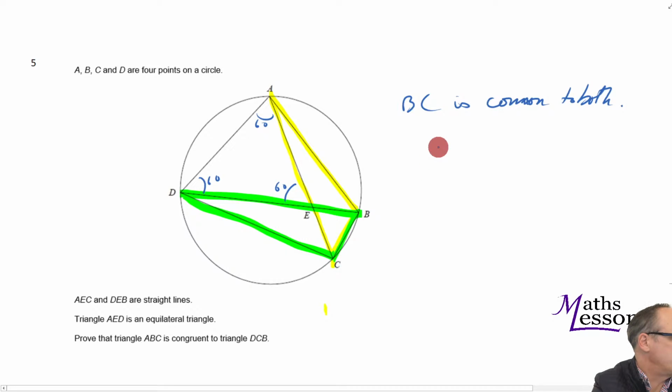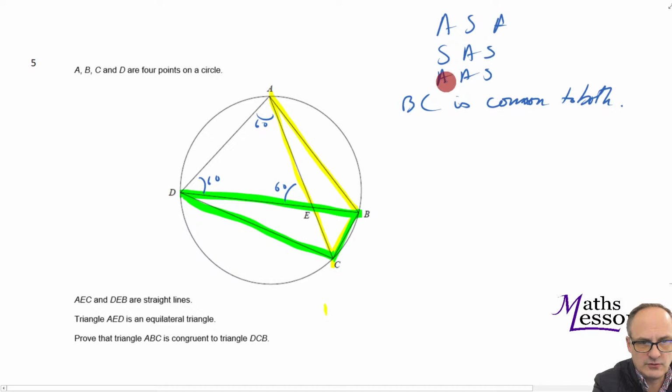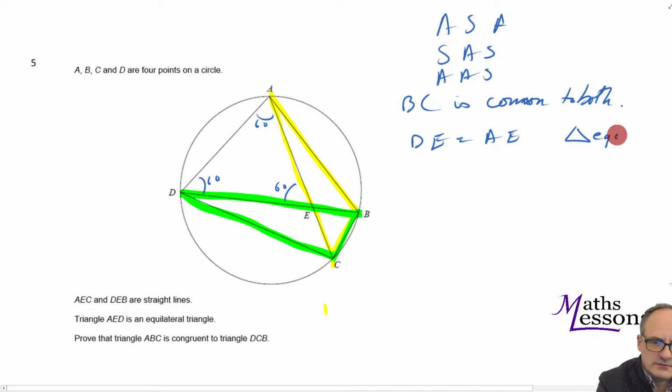Remember, we are looking for ASA or SAS or AAS. So angle, side, angle, or side, angle, side, or angle, angle, side, to show that it's congruent. Now we know that DE here is equal to AE, because we've got an equilateral triangle, right? And then we're going to know that this angle here, BEC, must equal 60, because vertically opposite angles.